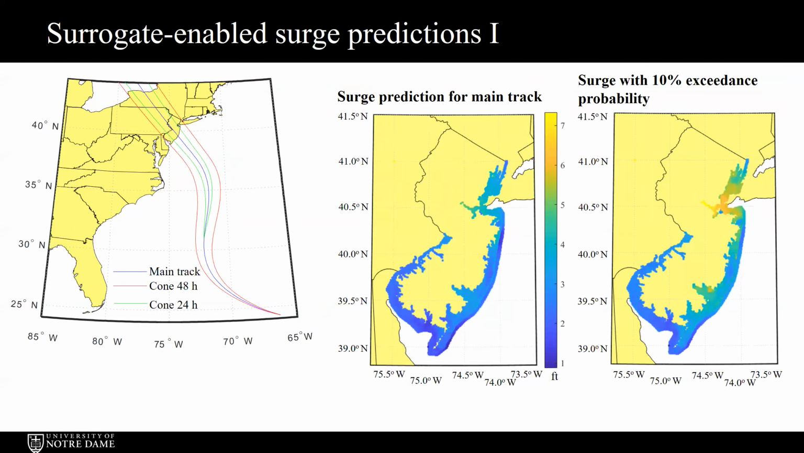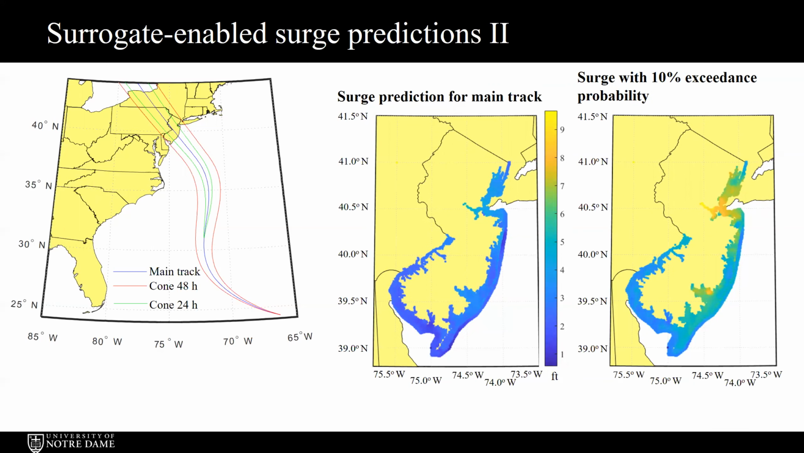And as soon as the storm moves and I want to make new predictions, so this is a scenario that, let's say, the storm maintained the same track, but now we are 24 hours away from landfall, so the cone of uncertainty has decreased. I can very easily update this prediction.